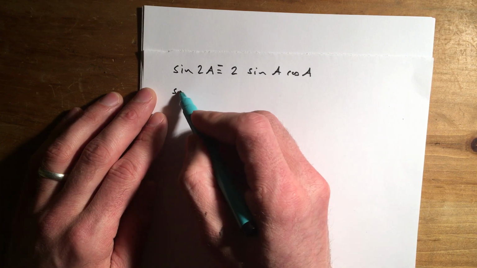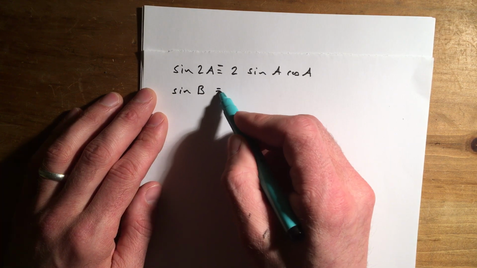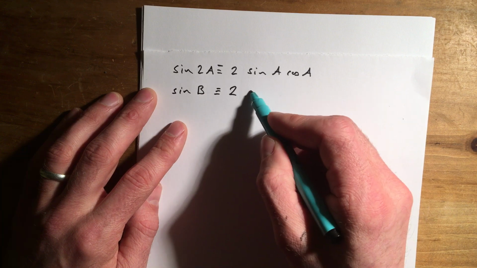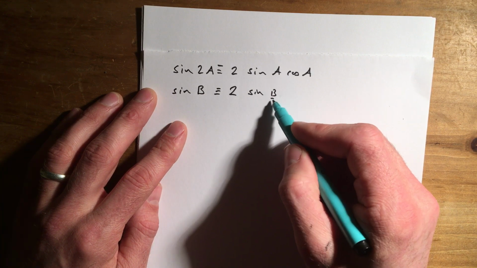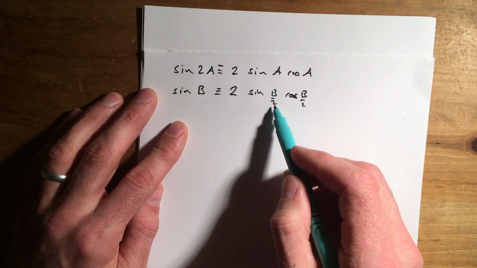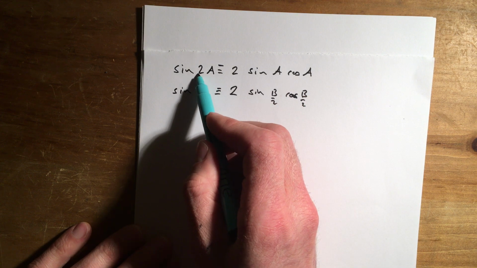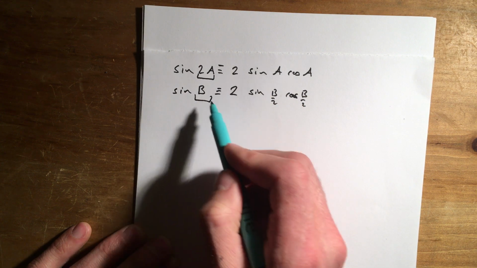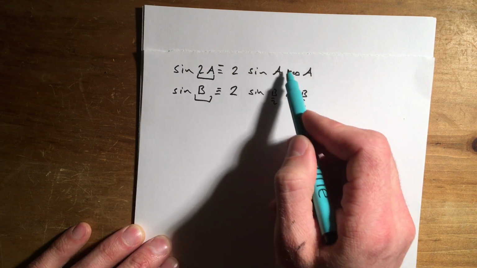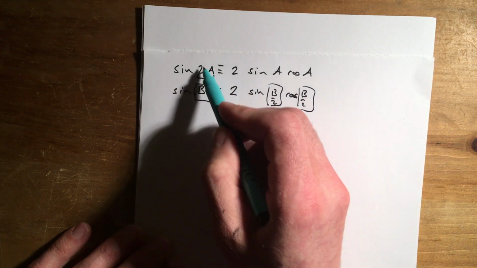But it also works like this. For example, I'll call it b this time just so it looks different. Sine of b is equal to 2 lots of sine of b over 2 cos b over 2. So the only thing that's important is that the input to the sine and cos functions on this side is half the input to the sine function on this side. If I write this one as 2a, then I've got to write this one as a. If I write this one as b, I've got to write this one as b over 2.